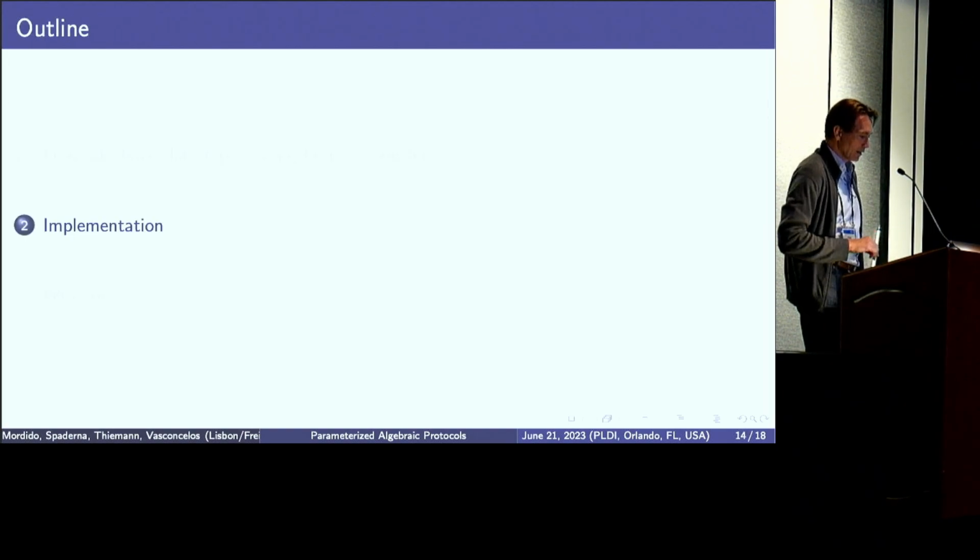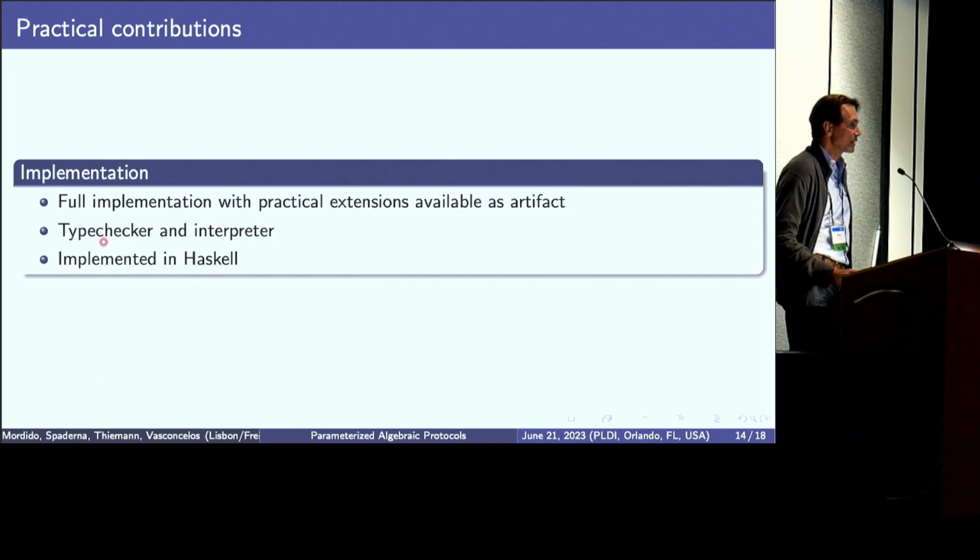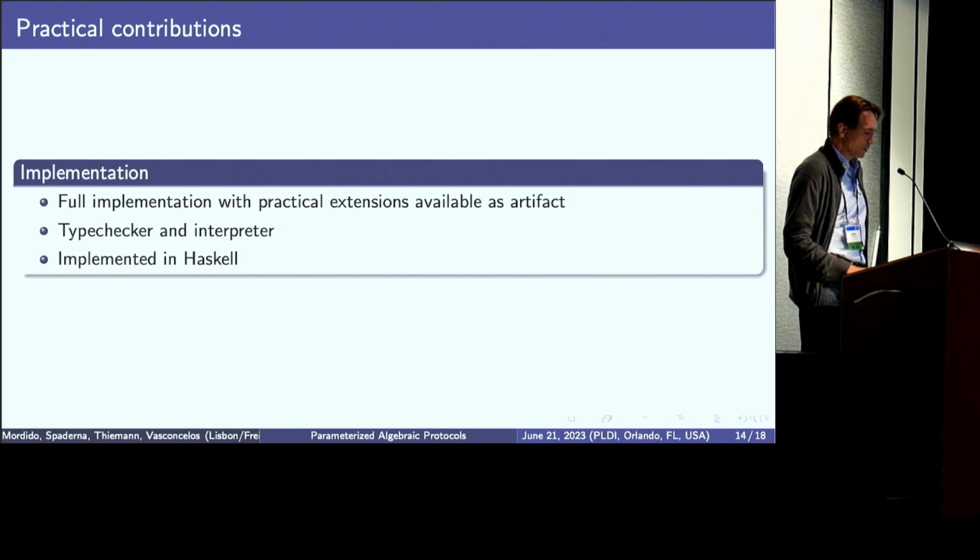Right. Well, now getting to the rest that you can find in the paper. We have a full implementation of that system with some practical extensions. You can download that as an artifact, or you can have a look at our repository. The implementation consists of a type checker and an interpreter, and it's implemented in Haskell, and I'm welcoming you to play with that.